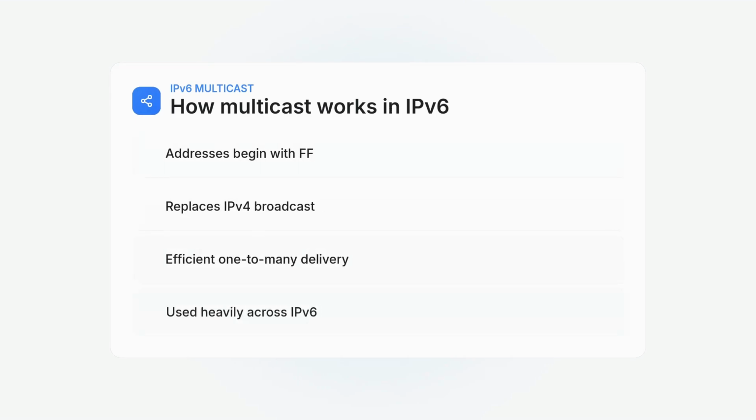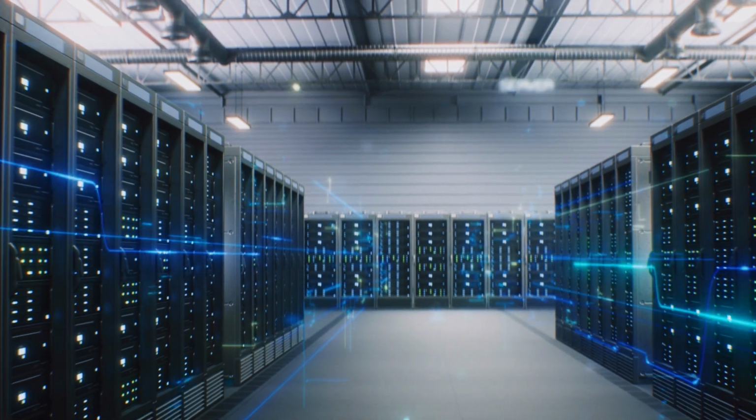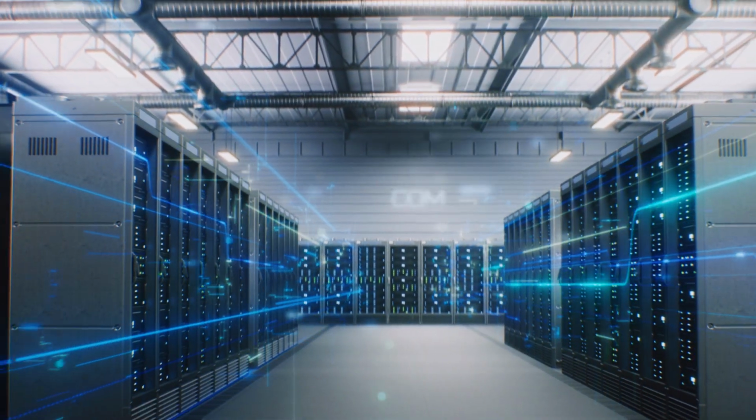Multicast addresses start with FF, and IPv6 uses multicast heavily instead of broadcast. Anycast is a concept where the same address can exist on multiple devices, and traffic goes to the nearest one by routing. Also remember the special addresses. ::1 is loopback, and plain :: means unspecified.